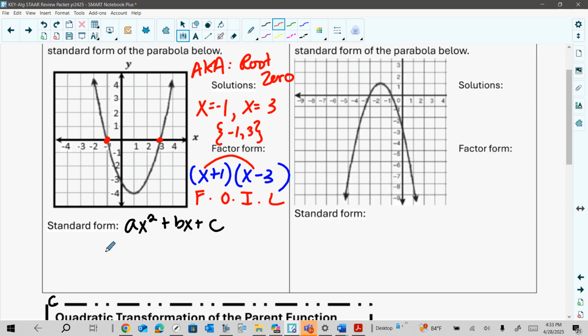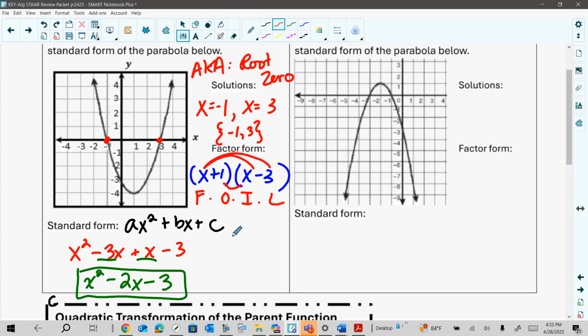First times first, so I'm just going to write it down here. This would give me x squared. Outer would be minus 3x. That's the x times negative 3. Then we have plus x and then minus 3. All right, so we're going to combine the like terms here, and we get x squared minus 2x minus 3. So this is the standard form. And what we need to know from that form is the A, the B, and the C. So the A is the coefficient of the x squared. That would be an invisible 1 there. So A equals 1. B, the coefficient of the x, is negative 2. And your C is negative 3.